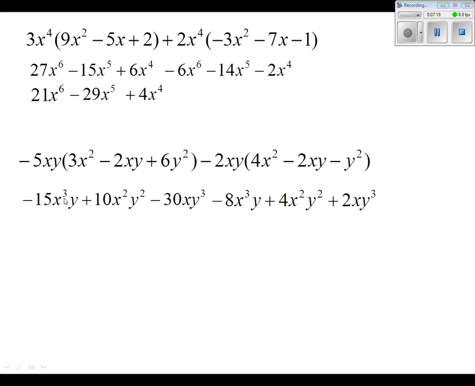Highest exponent of x goes first, so the x cubed y terms need to be combined. So negative 15 minus 8 gives me negative 23x cubed y. The x squared y squareds go next, so 10 of them plus 4 of them is plus 14x squared y squared. And then negative 30xy cubed plus 2xy cubed gives me minus 28xy cubed. Highest exponent of x to the lowest, so x cubed, x squared, x to the power of 1, so that is in standard form.